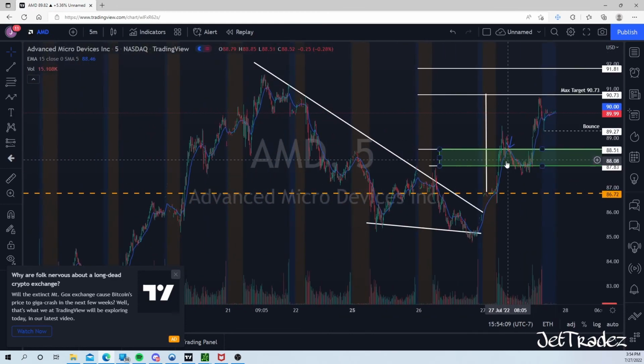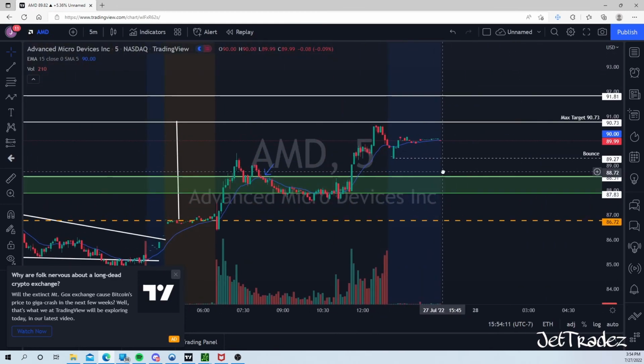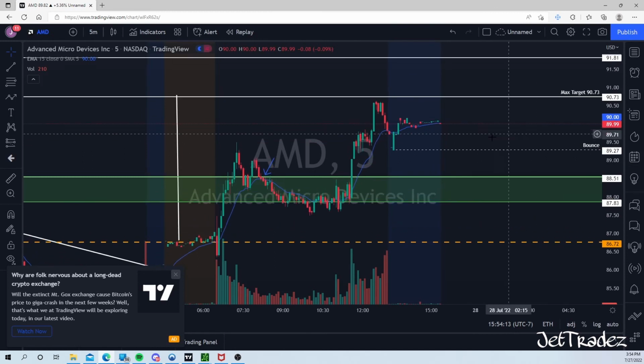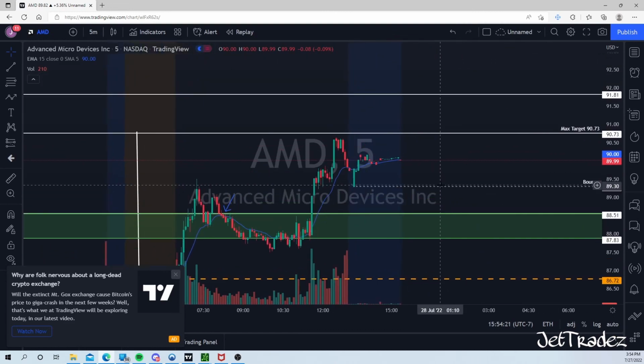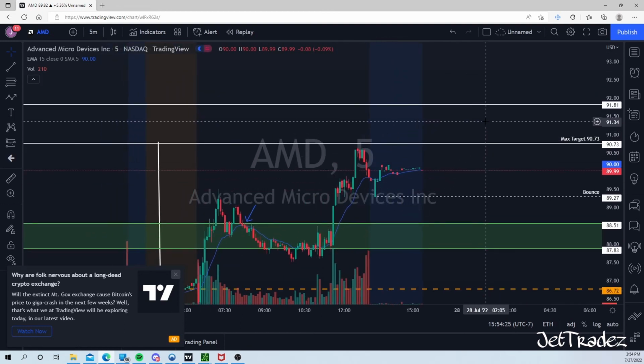So far, this is good. It was a good trade. I gave you guys the trade, what levels you were supposed to look for, and they went perfectly through them. Really nice. So now I'm waiting for that bounce at 89.27 for tomorrow, and that breakout at 90.73 to go to 91.81. Alright, you guys, that's the AMD.